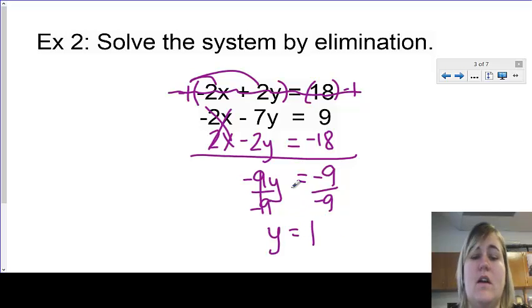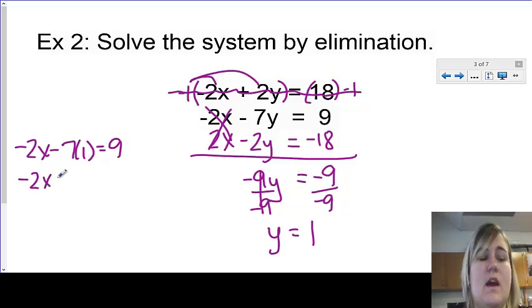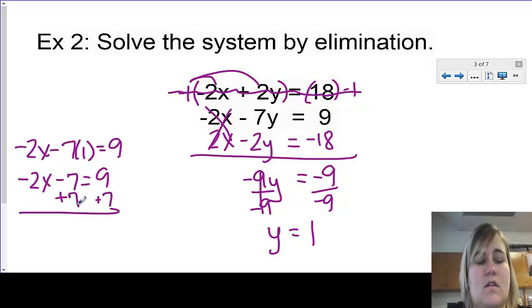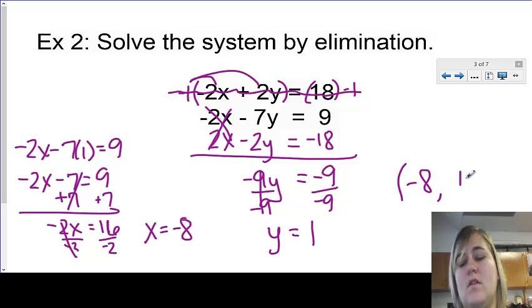Since y is equal to 1, I can take that and plug it in up here. So I have negative 2x minus 7. Instead of y, I'm going to put 1 equals 9. So I have negative 2x minus 7 equals 9. I need to add 7 to both sides. So I have negative 2x equals 16. Divide by negative 2 on both sides. I'm left with x equals negative 8. So my solution is negative 8, 1, because it's always xy.